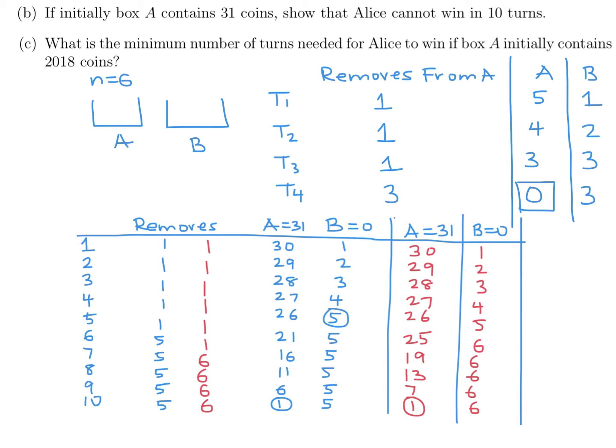And it's sufficient to show examples like these to show that no matter what scenario you use, you can never get 0 in 10 turns. You can probably get it in less than 10 turns or more than 10 turns, but in 10 turns, you cannot get 0, and therefore you cannot win.